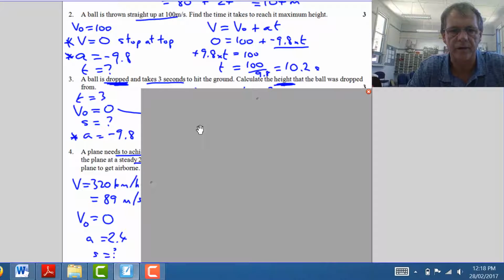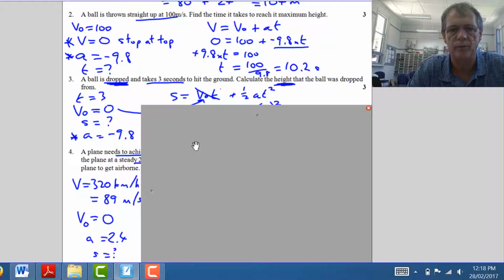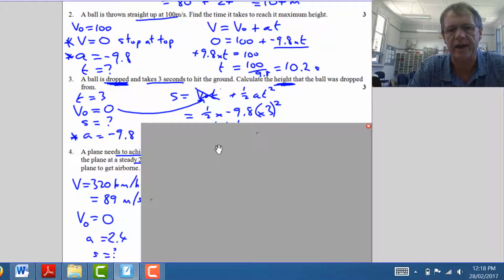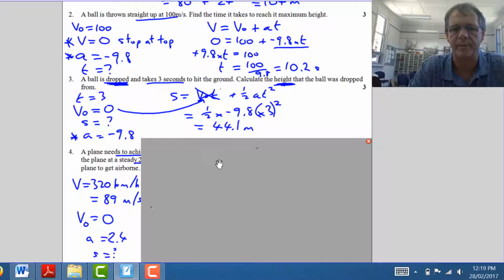Substituting into a formula involving those, you'll find this is one we used before. Because V0 is 0, and 0 times anything is 0, you can ignore that part or substitute it as a 0. You put the rest in as a half of minus 9.8 times 3 squared, and you'll get 44.1 metres.